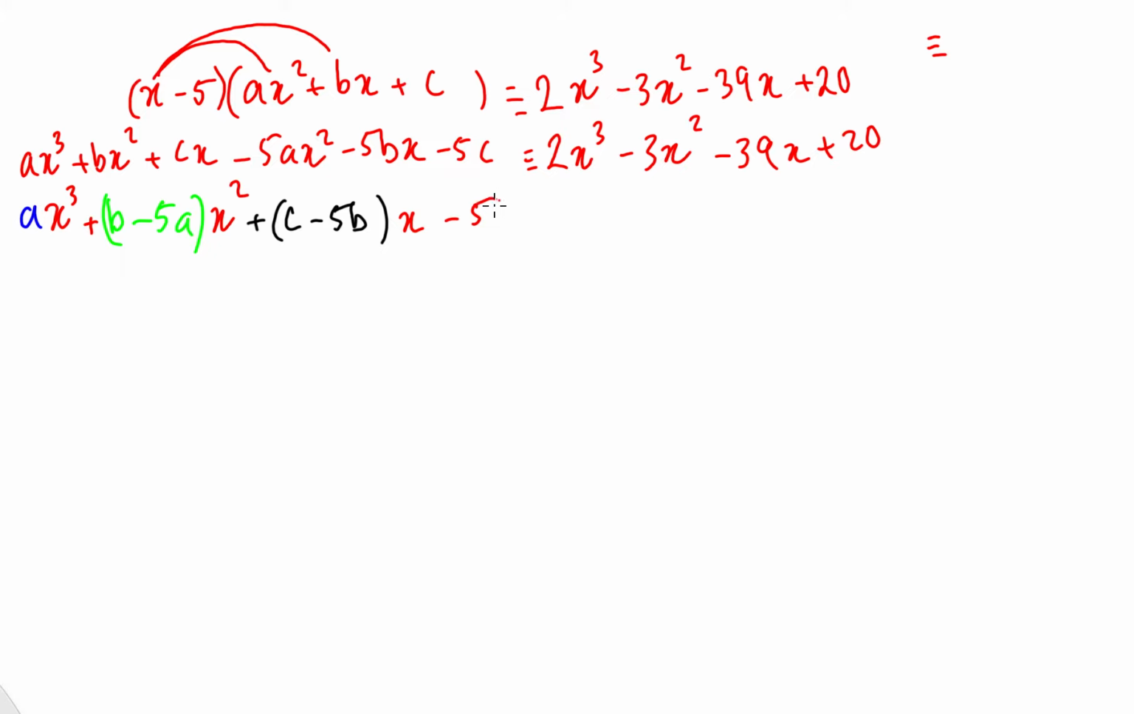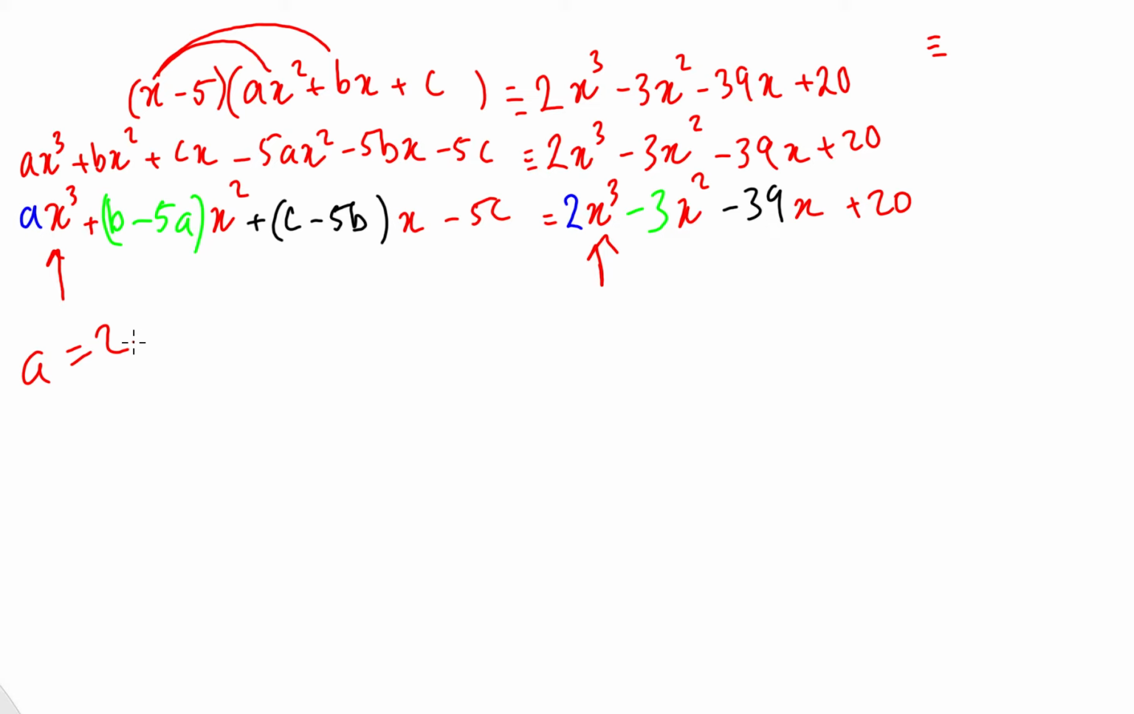which is minus 5c. Okay, and that is equal to, in blue, 2x cubed minus 3x squared minus 39x plus 20. And hopefully that long process is going to help us realize that the coefficient, so what we're going to do now is compare coefficients, and now we can realize that the coefficients of x cubed are the same, therefore a equals 2.